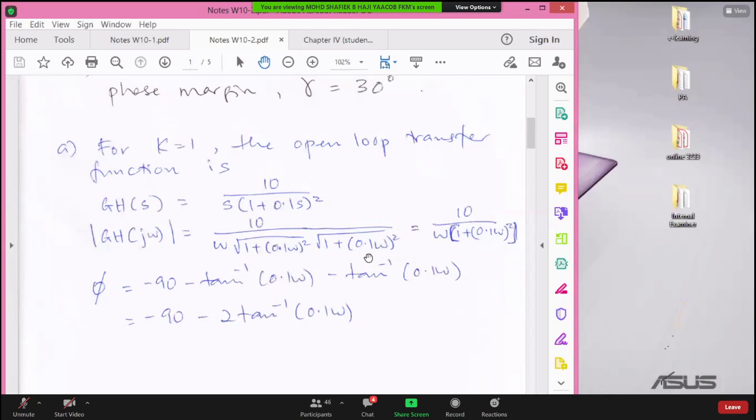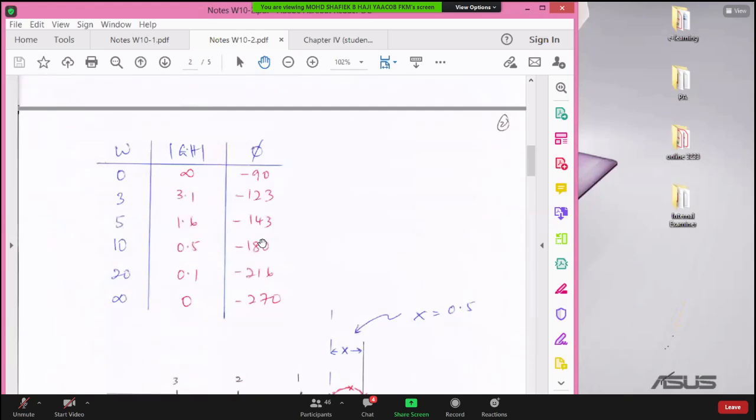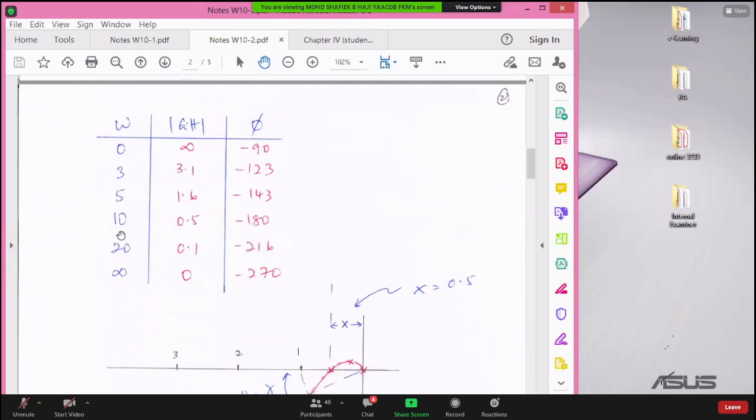And then you only have one time constant. Your time constant is 0.1, so 1 over that is 10. So that's all you have to work with to select your value of frequency. So 1 over 0.1 is 10. So I select a few more points from 0 to infinity. So I select 3, 5, and 20.